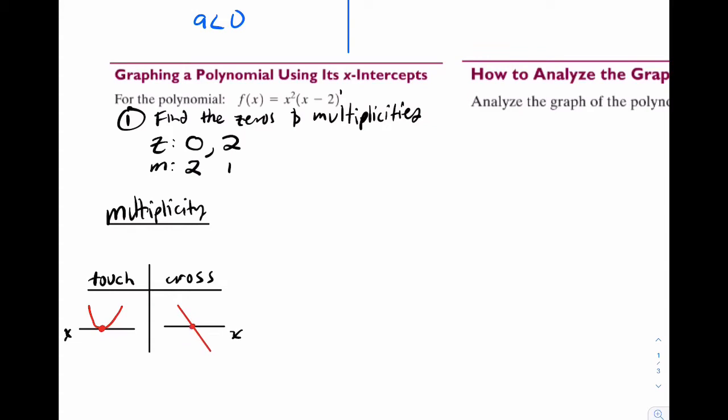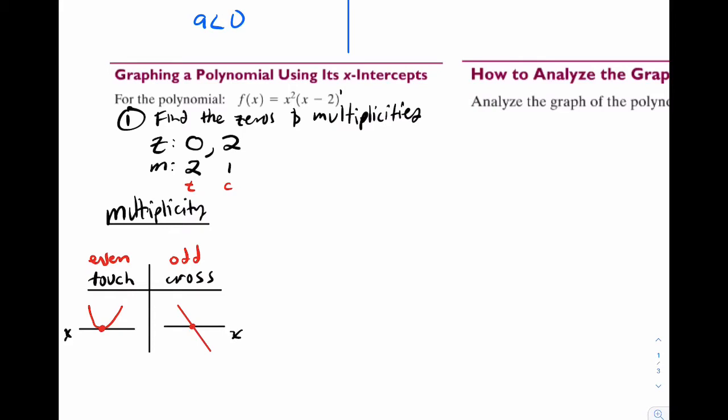That's your cross. Now what's really cool about this is if you look at this shape, this touch looks like a parabola. And that's actually on purpose. A touch happens anytime you have an even multiplicity. This cross here is like a line. That happens anytime you have an odd multiplicity. So if I look here, notice how my 2 is even. We're going to write T for touch. This 1 is odd. We're going to write C for cross.